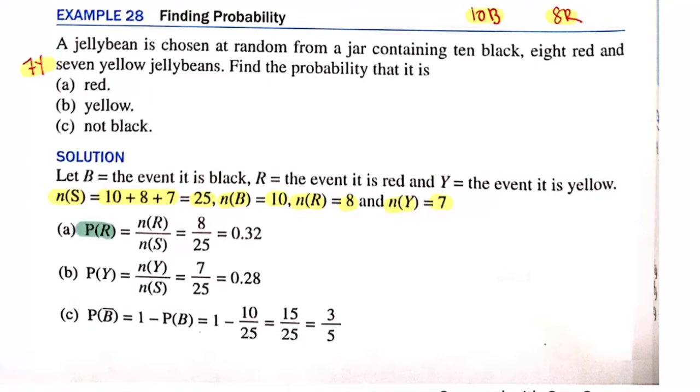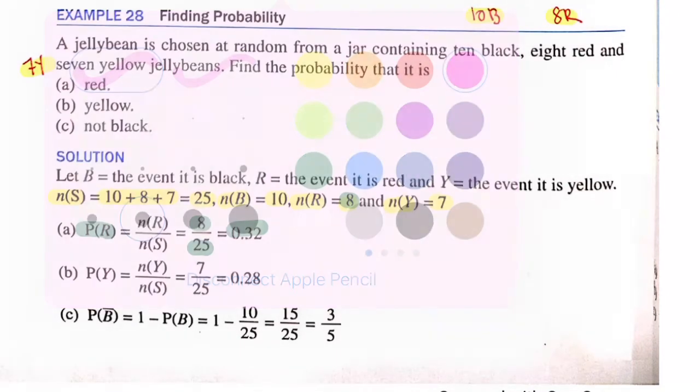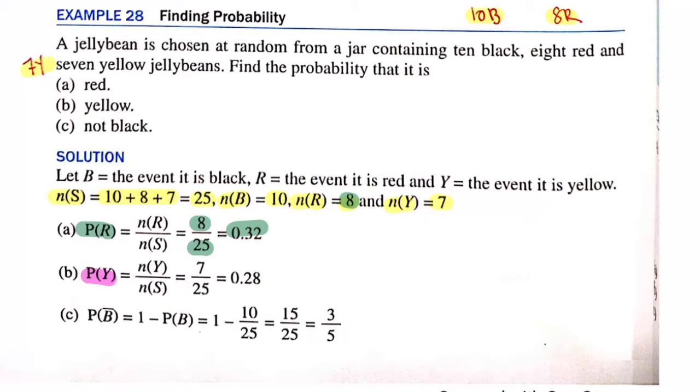Let's see the probability of getting a red jelly bean. We take the number of red jelly beans, 8, and divide it by the size of the sample space, which is 25. So the answer is 0.32. You can leave it as a fraction or as a decimal number. Next, let's find the probability of getting a yellow jelly bean. Take the number of yellow jelly beans, which is 7, and divide by the sample space, 25. So the answer is 0.28.